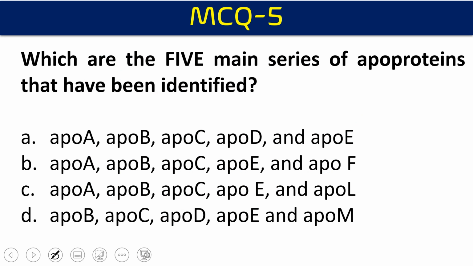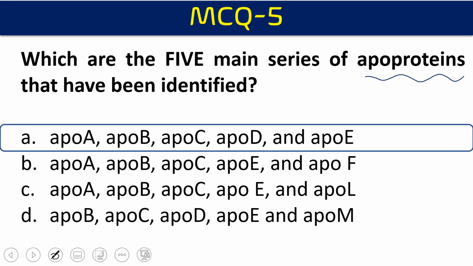The next question which we are having: which are the 5 main series of apoprotein that have been identified? Normally a lipoprotein is composed of two components, lipid plus protein. The protein of a lipoprotein is called apoprotein. So you have to tell me what are the 5 different apoproteins we are having. The correct answer is A, B, C, D, E. Other than this, we are having a number of other apoproteins also.